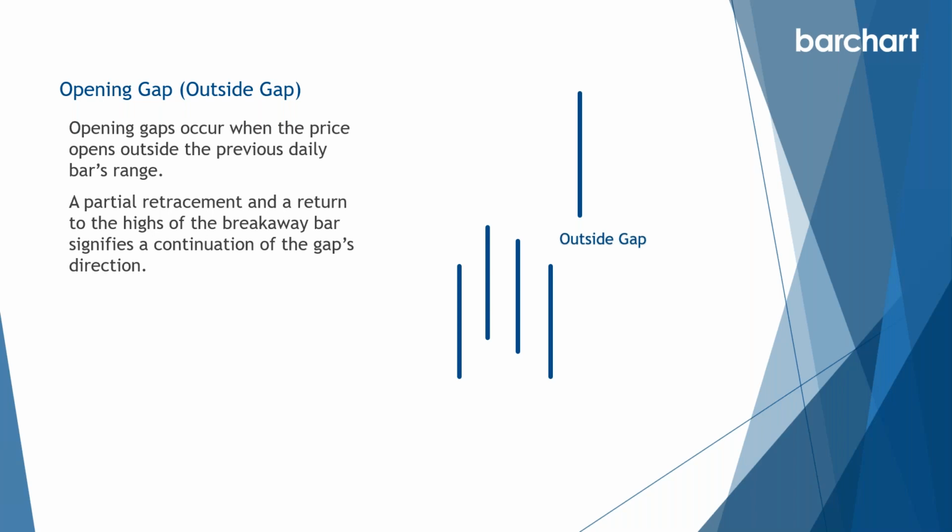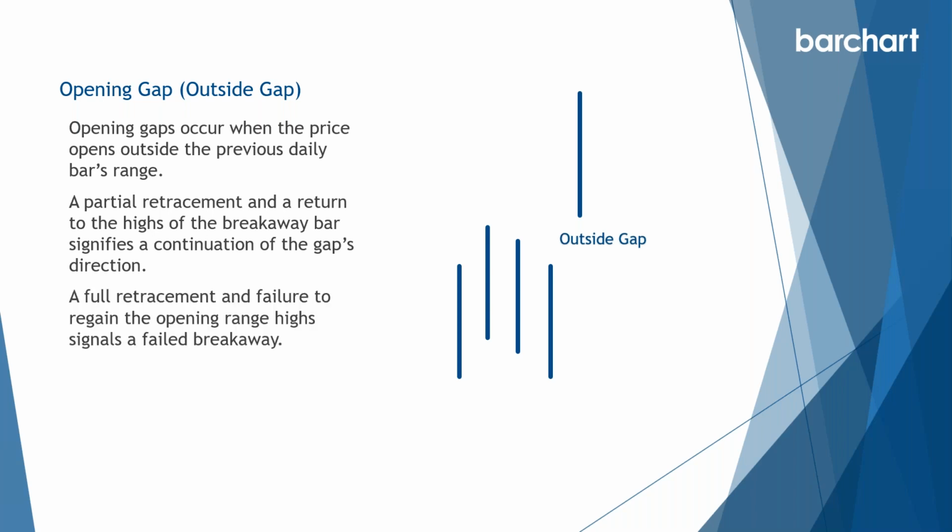of price. Now, a full retracement and a failure to regain the opening range is a confirmation that this is a failed gap or failed breakaway. Now, we could have a full retracement that regains the opening range, and this would be a confirmation that current price direction is going to continue as well. Now, if we find one of these common gaps inside an area of consolidation, these usually represent a short-term price reversal.